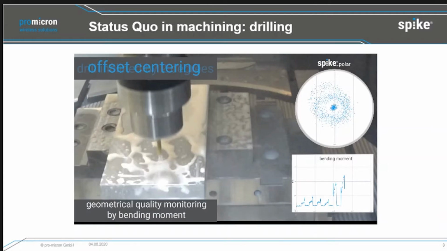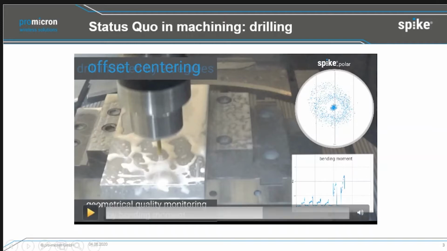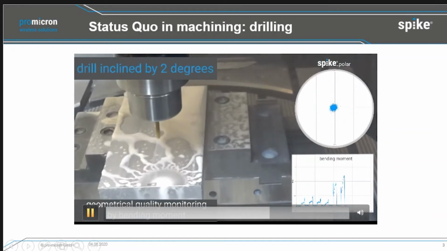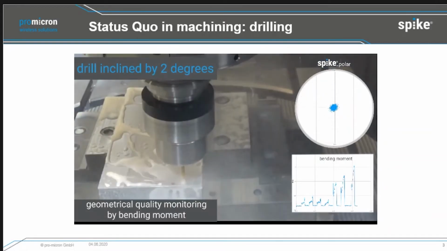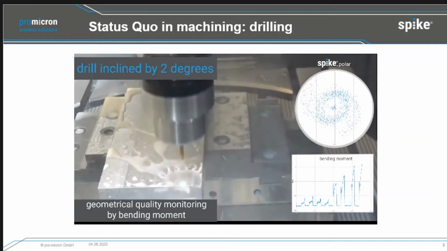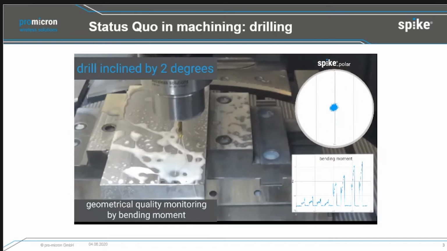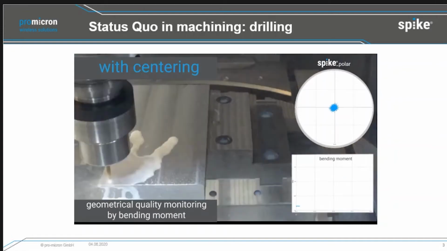Now for the last two drill holes, the machine table was inclined by 2 degrees, and again, you can see the very high bending moment and the circle in the spike polar. So as said before, we are now able to monitor and detect these problems within the process, and to avoid the need of afterwards quality checks, since we already know what happened during the process.